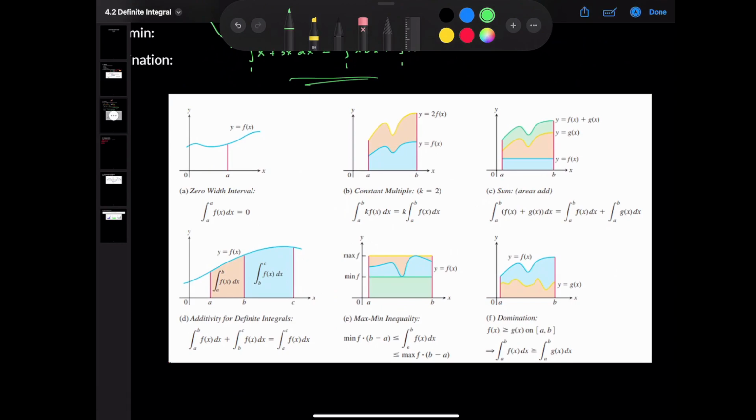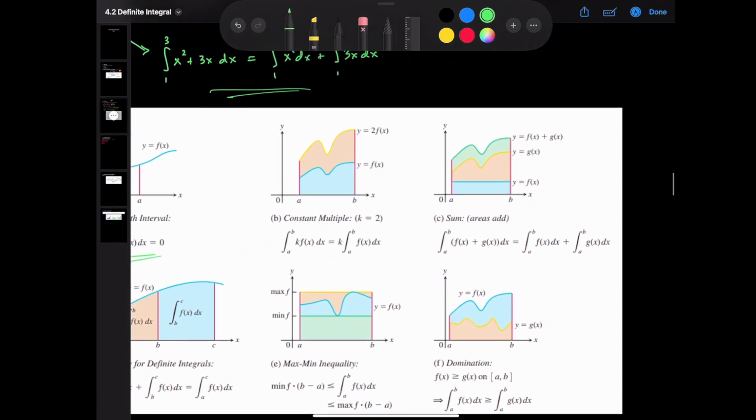And so it illustrates the points here. So here's the zero width interval. There's no area under a single point. The constant multiple idea is that you're really just scaling the area, so that can be preserved pretty easily by just pulling out that constant.